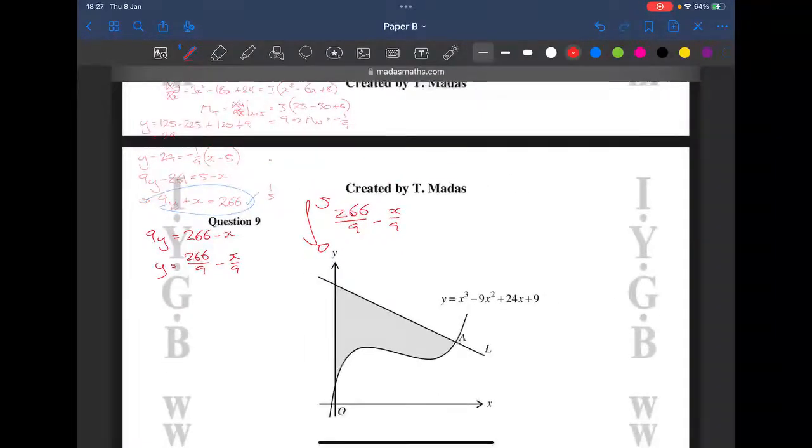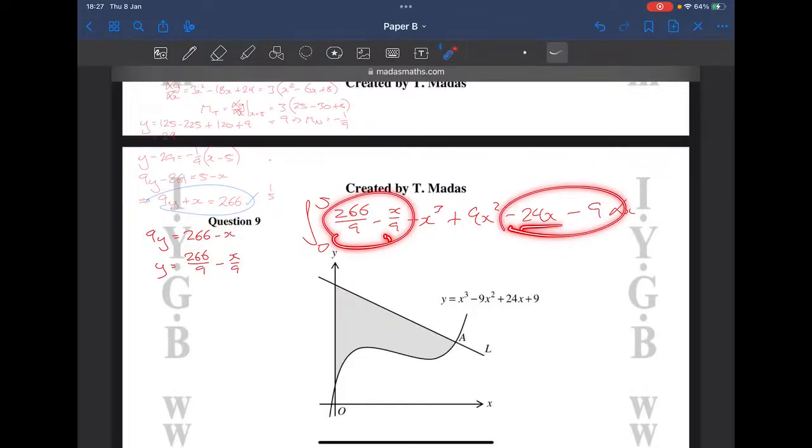And we need to take away then the curvy one. We've got the little cubic down here, so take away this entire thing. So take away x cubed. We have a negative x squared in there, so we're going to add on those 9x squareds, take away 24x and take away a 9. We could go through and collate these bits. It's probably the right thing to be doing, but it's not going to give us the nicest numbers in the world.